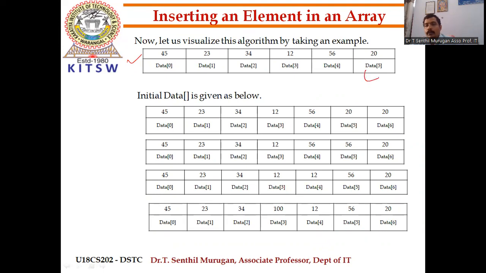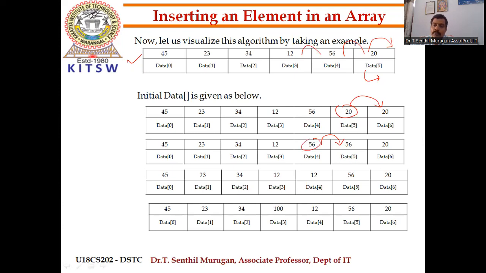I have to create one more slot, data 6. After creating that data 6, the values will be shifted one by one. So data 5 value is shifted to data 6, data 4 value shifted to data 5, and data 3 value will be shifted like this. So how does it happen? 20 is there, we are creating new memory, that will be shifted here. 20 is there. So now these two are changed. So this position is over now. The next position is 56. 56 will move to the next position, under data 5.